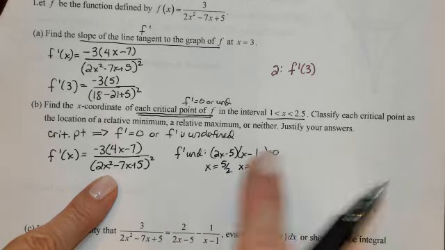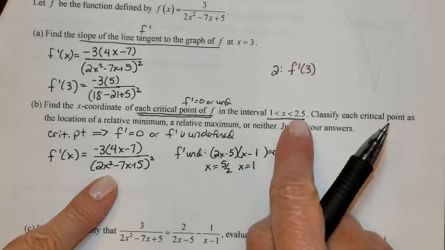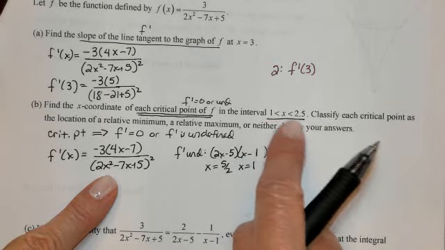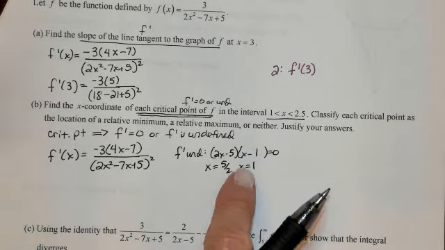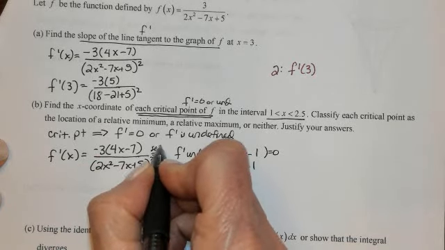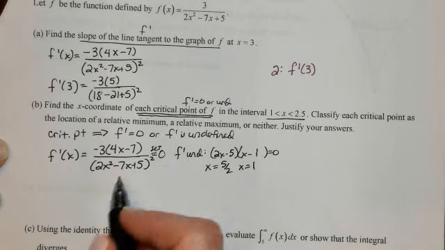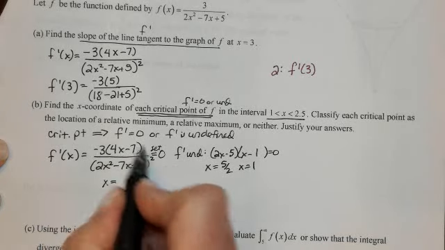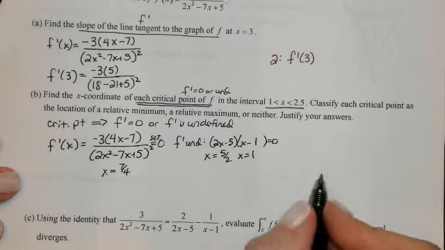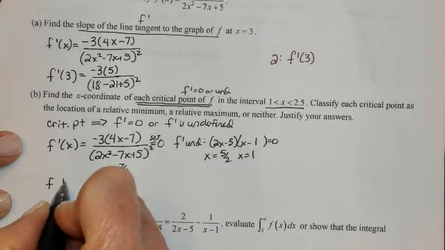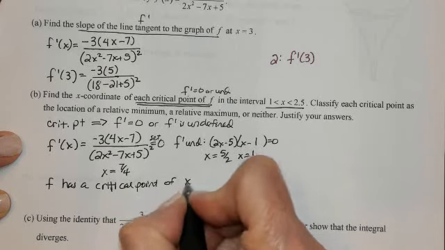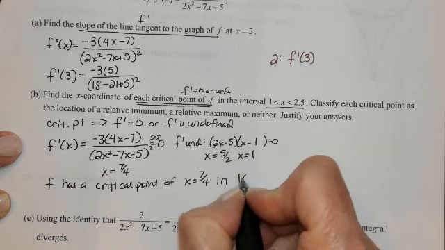So those are critical points, but I'm looking up here and 5 halves is equal to 2.5 and 1 is equal to 1. So these two values are not in this interval. So we don't have to list those because we only want values in that interval. So now back to our f prime, I'm going to set this equal to 0, multiply both sides by that denominator and it just goes away. And the value of x that makes f prime 0 is 7/4. And 7/4 is in that interval. So I will state my answer. f has a critical point of x equals 7/4 in that interval.